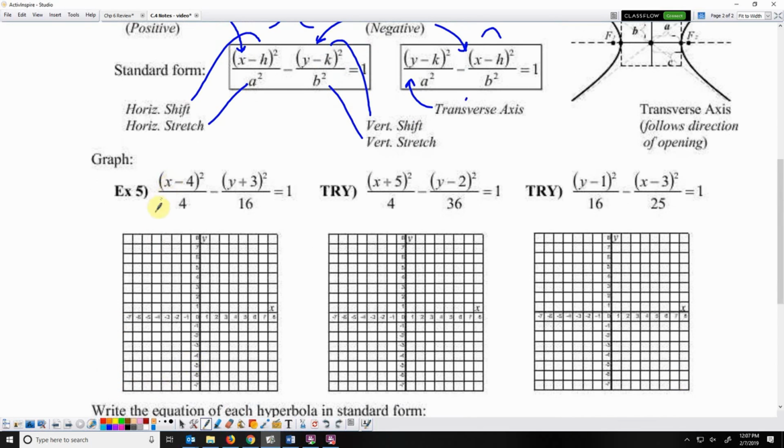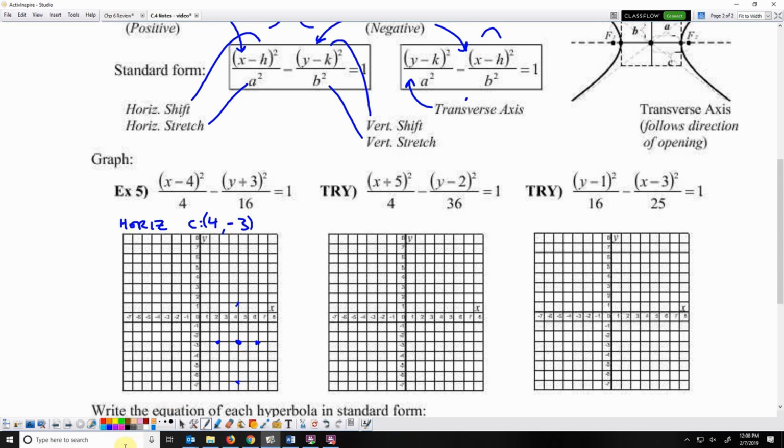All right, so this one has the x first, so it is going to open horizontally. Its center is going to be positive 4, negative 3. So at 4, negative 3, we've got a center. Okay, so next we've got a horizontal dilation of the square root of 4, which is 2. So we're going to go 2 in either direction. And a vertical dilation of the square root of 16, which is 4. 4 up and 4 down.